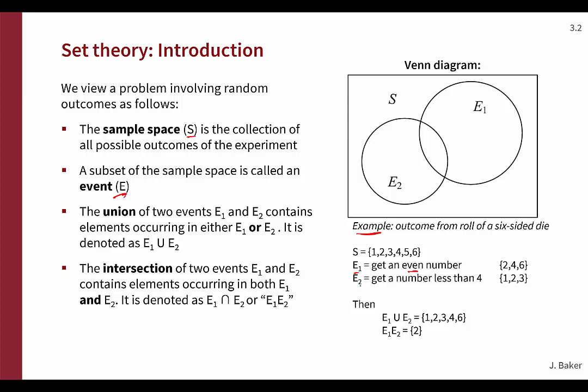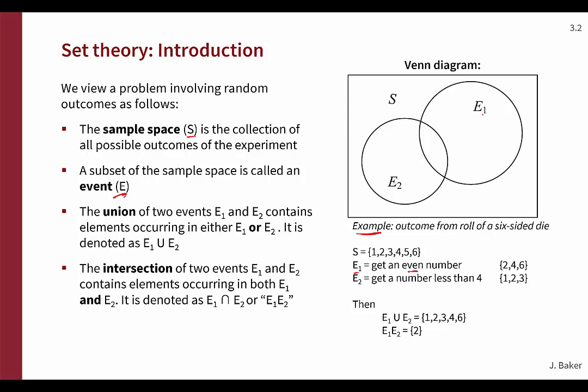Another event in the example is the event that we get a number less than 4. So the outcomes would be 1, 2, and 3. In our Venn diagram, we'll oftentimes draw some sort of subset of the sample space, oftentimes a circle, and then we can label it with a letter inside of that circle to denote which event that is. So our E1 and E2 in the Venn diagram, we could denote as circles inside of the diagram containing part of the sample space. Then oftentimes we want to do operations on those events, some sort of manipulation of the outcomes in those events.